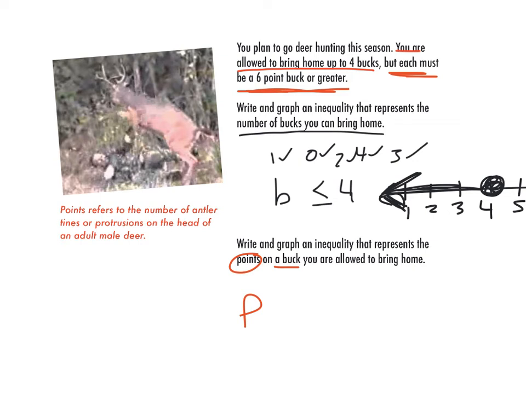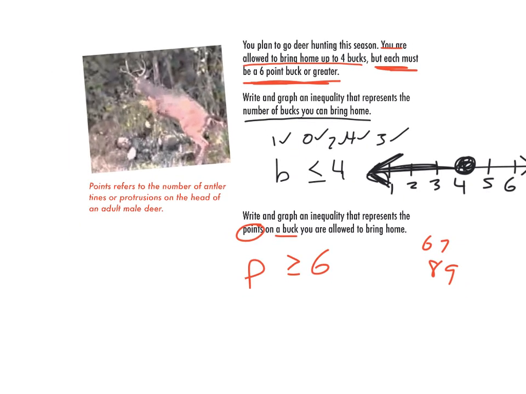And the points need to be, well, 6 or greater. So 6 would work, right? 7, 8, 9, right? So it's like 6 and up. So maybe the points need to be greater than or equal to 6. And the reason they want you to do that and not get something less than 6 is because they don't want really young deer to be killed. They want mature, older deer to be hunted. So that's our inequality.